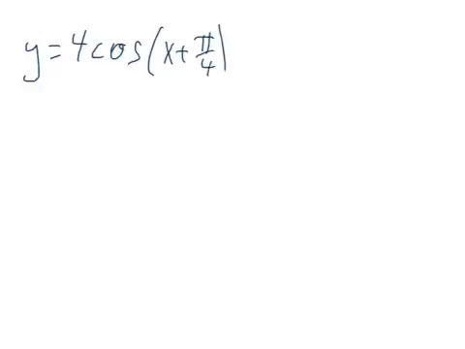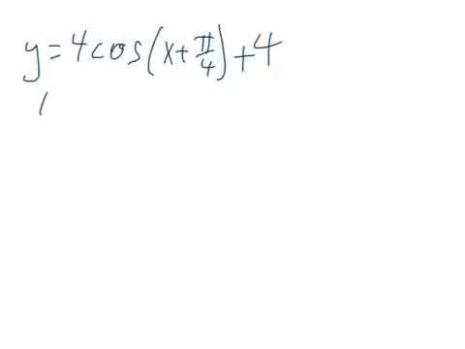Welcome to Precalculus. I'm going to work through another example, and this one will have another phase shift going on. So we're going to do y equals 4 cosine of x plus pi over 4, plus 4.